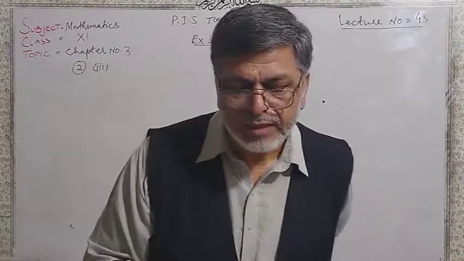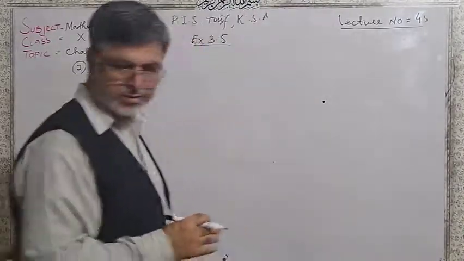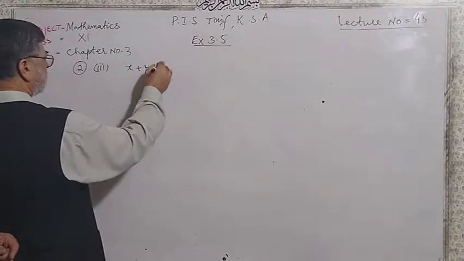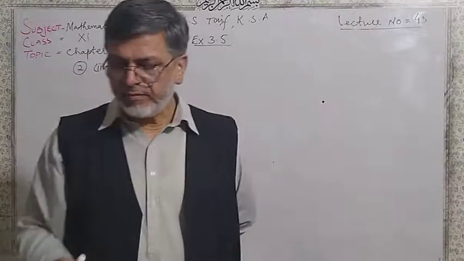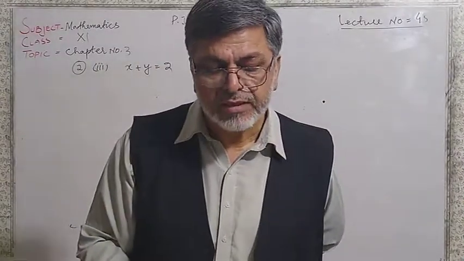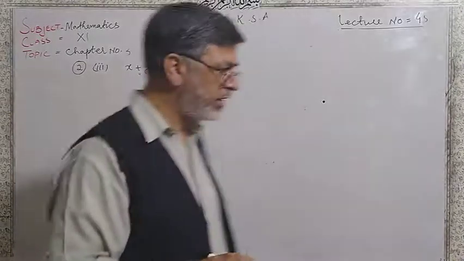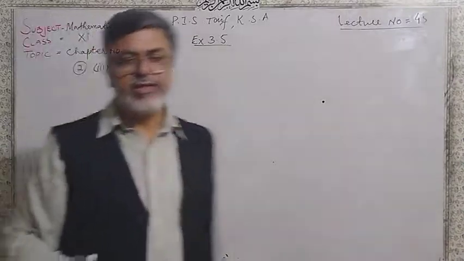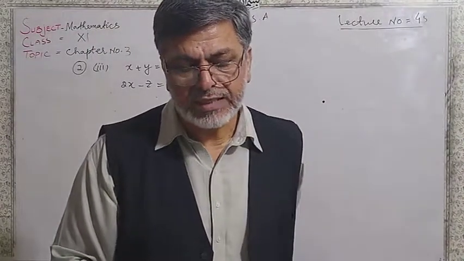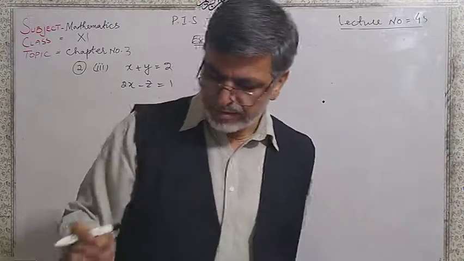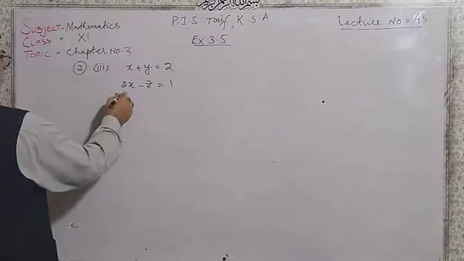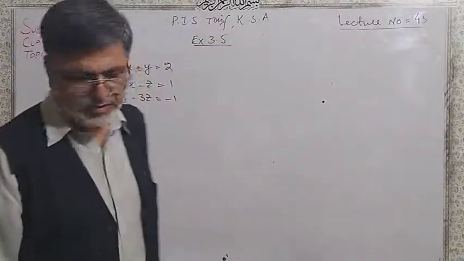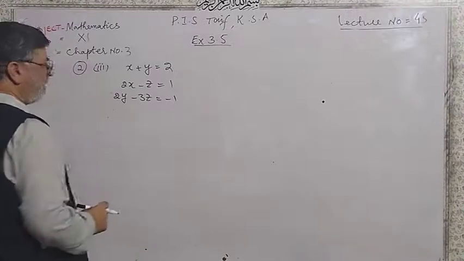we are given x plus y is equal to 2, and 2x minus z is equal to 1, and 2y minus 3z is equal to minus 1.